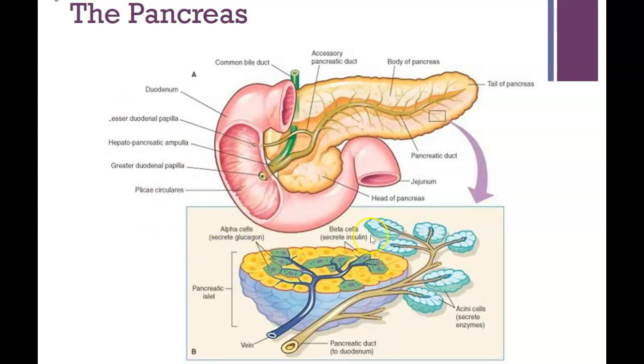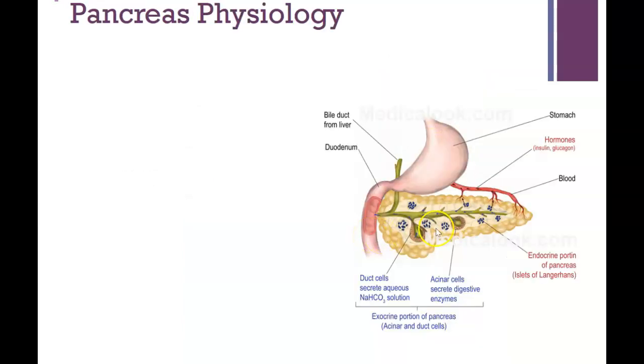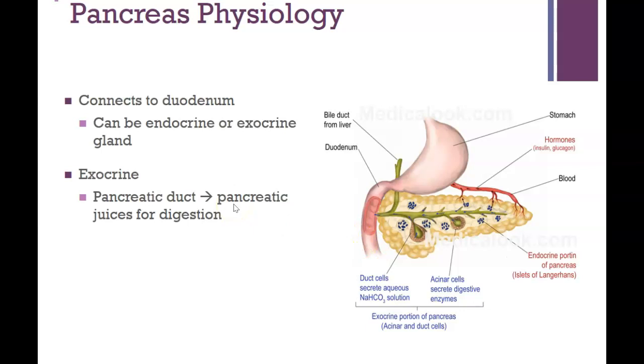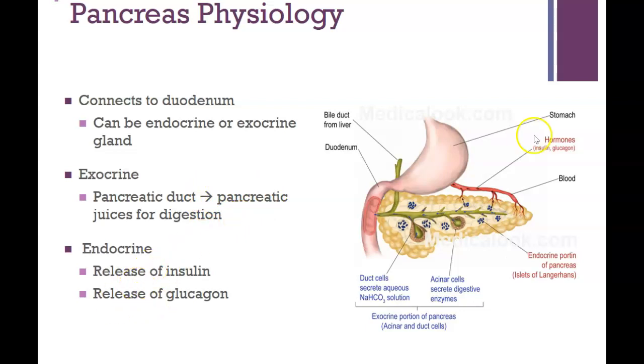So let's take a look at some other things about the pancreas. Again, we've got its head and then the tail portion. We can also see here, again, its relationship with the bile duct from the liver and the duodenum. It can be endocrine or exocrine in nature. We already mentioned that that duct is used for digestive juices, and the endocrine functionality of the pancreas is associated with these two big hormones, insulin and glucagon.